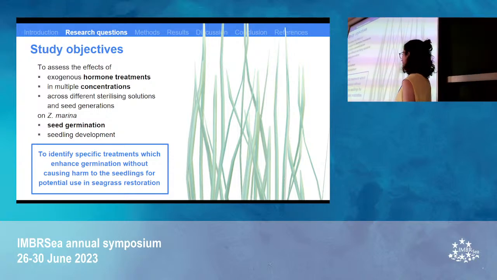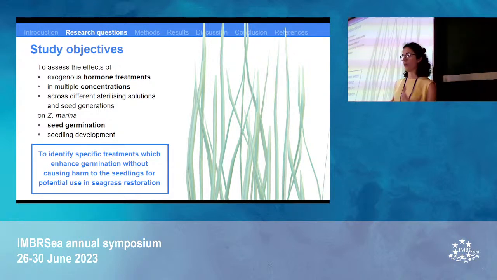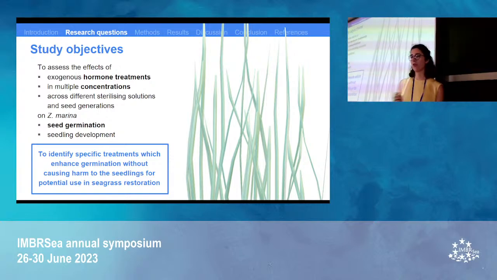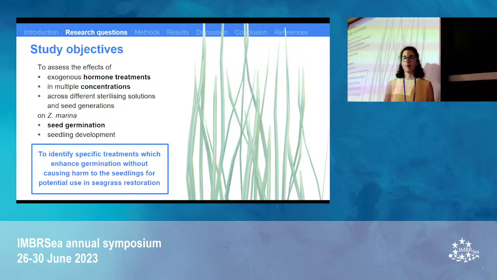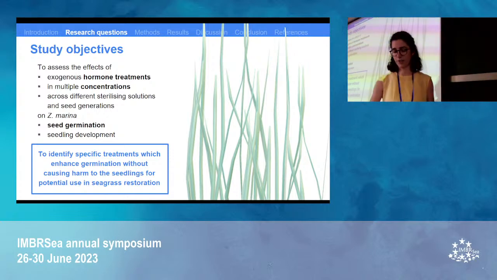Because the main aim is, as written there, to identify the specific treatments which do enhance germination without hindering the plant. And to see that the plant has not been harmed, we need to monitor the seedlings as well. Because, of course, the overarching aim is to have more seedlings for potential use in seagrass restoration.